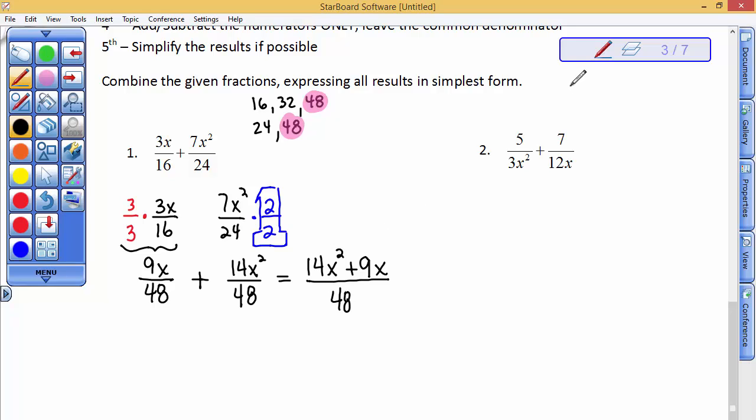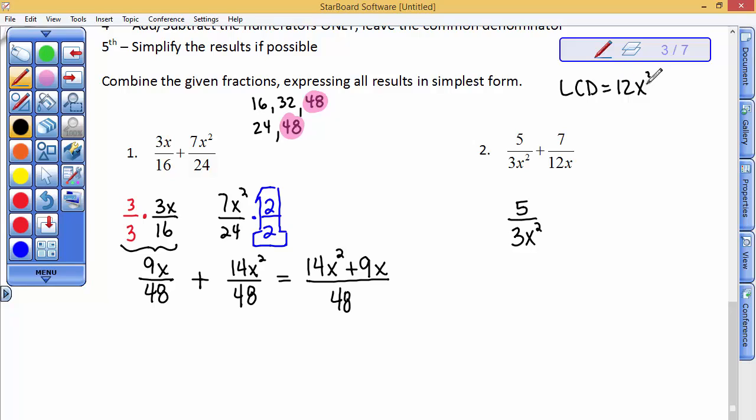Okay, the LCD for this next one. 3 divides into 12. So 12 is the numerical value. The least common denominator needs the greatest number of x's in any one of these denominators, and that's an x to the second power. So this 5 over the 3x squared needs to become a 12x squared.